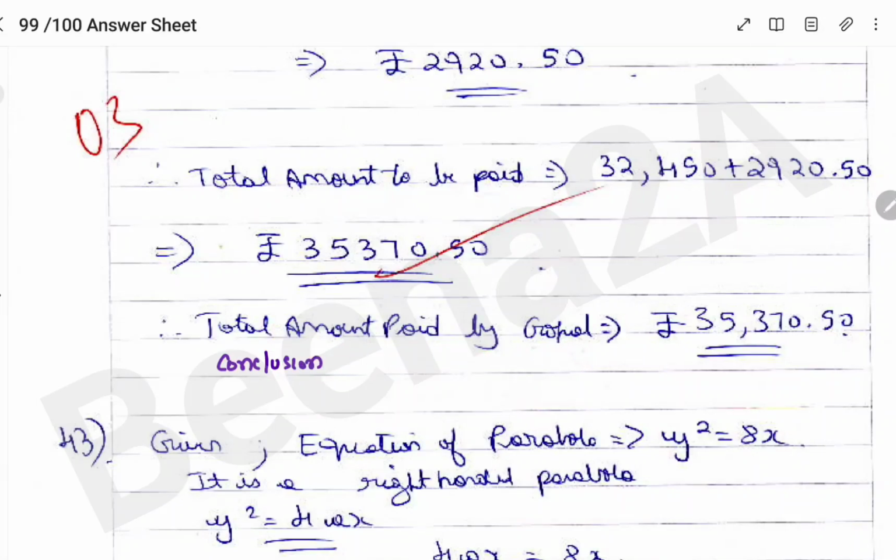Total amount paid by Gopal is this much, right? See, he has put rupees here. These units need to be put. Don't miss the units because this also carries marks, right? If you miss the units, you might lose marks. So put the units, rupees, put the conclusion.